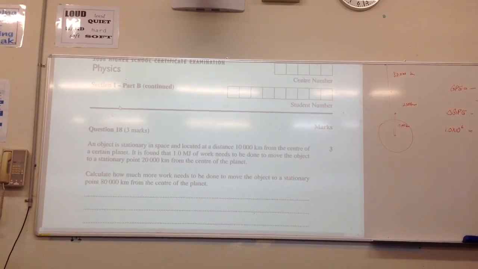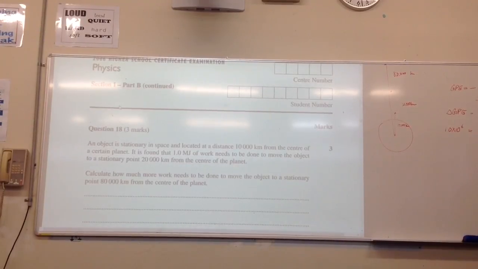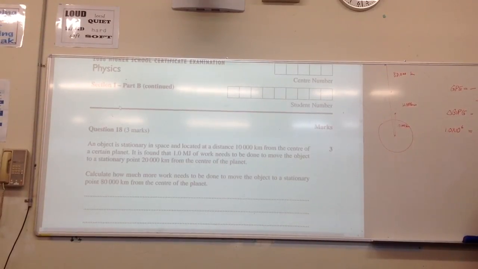Now, let's move on. Minus G, make sure you write the equation correctly. M1, M2, and in this case, that's 20, sorry.